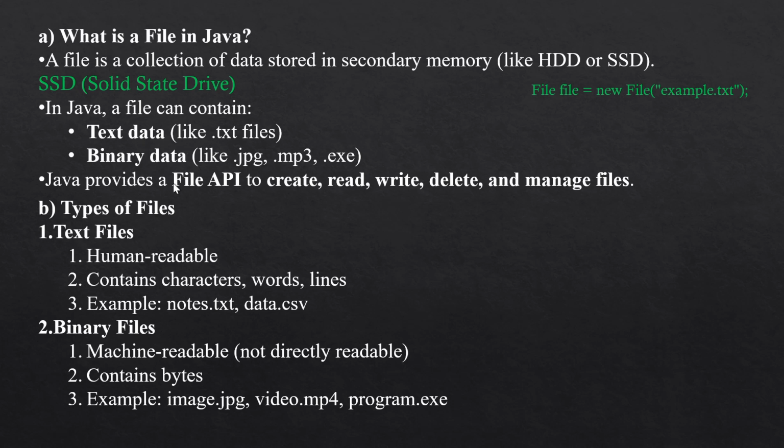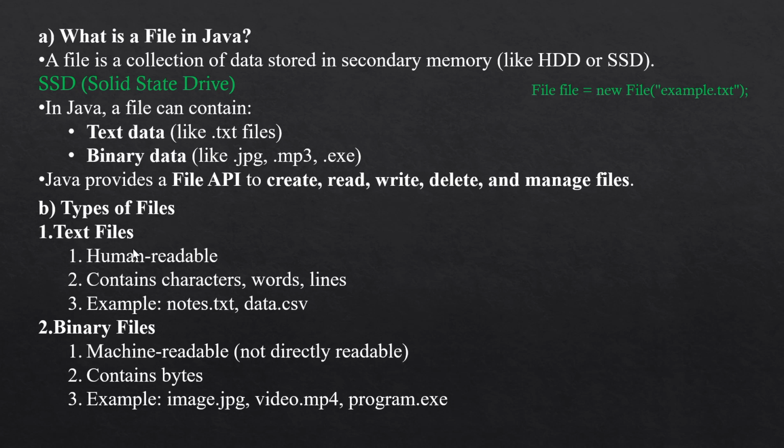A file can contain some data, but files have two types, like text files and binary files. So firstly, in Java, a file can contain text data. What that means: .txt files, which only store whatever data you are putting into them. Binary data is like JPG, MP3, which is only readable by the machine. Java provides a file API, meaning application interface, to create, read, write, delete, and manage files.